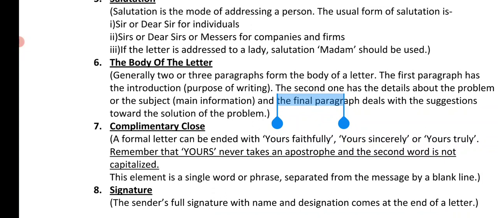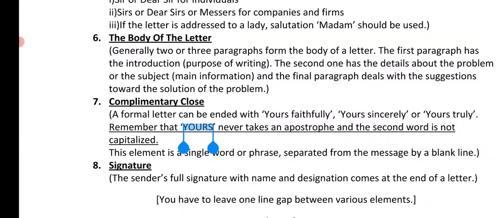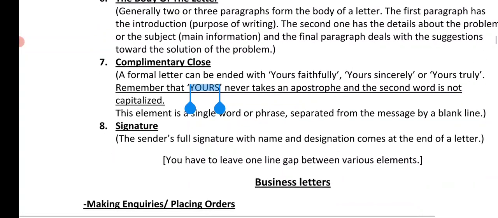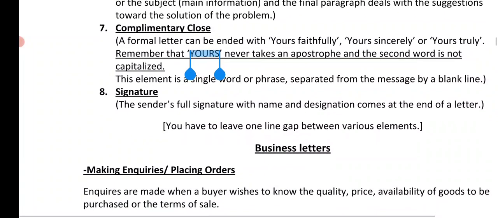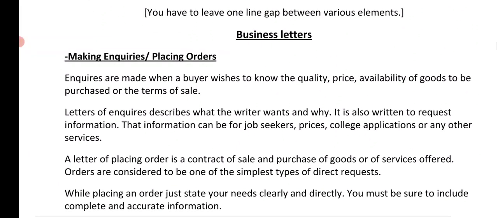And then the complimentary close, which is also known as your subscription. So you will write yours faithfully, yours sincerely, yours truly, right? And always remember, yours: do not use an apostrophe. Some children have this very bad habit of writing Y-O-U-R apostrophe S. No, don't write that. It has to be yours. This element is a single word, understand, not separated from the message by a blank line. Okay. And then you can write your name. You don't have to put a signature. Yes, put your name.